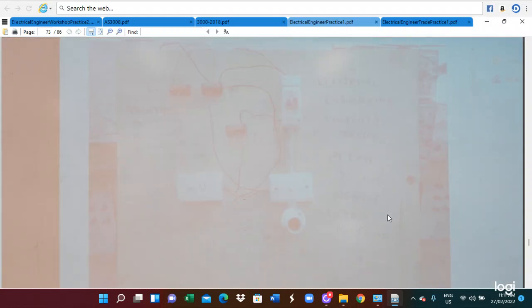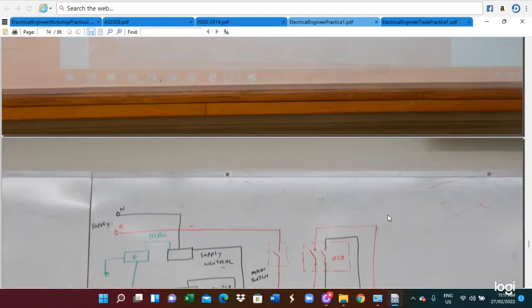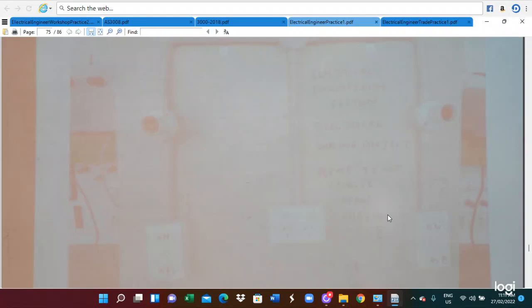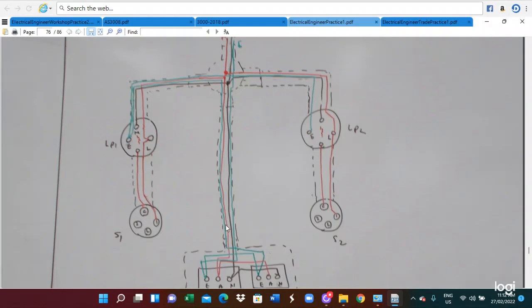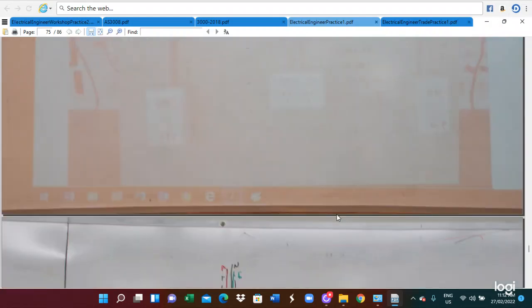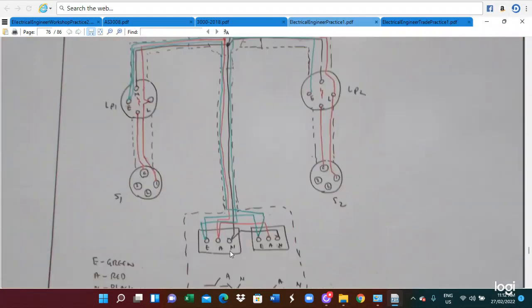Install the electrical device. Here is their circuit diagram. And also this one is the two lights controlled by the 2 switches. So this is for the socket outlet. So this is the real connection, and this is the appropriate wiring diagram. So this is real installation. So there are 2 lights, the 2 switches, and the socket outlet.